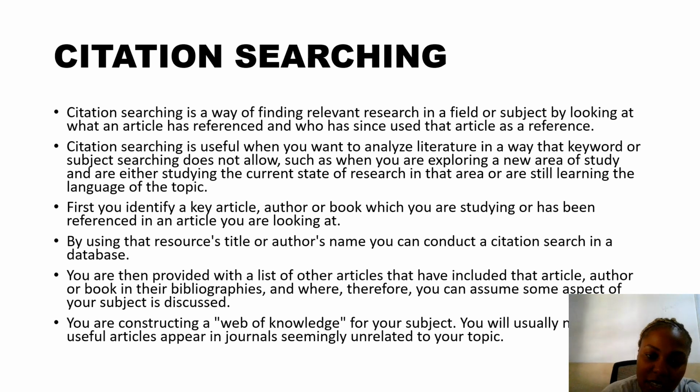First, you identify a key article, the author, or the book which you are studying, or which has been referenced in an article you are looking at. By using that resource's title or author's name, you can conduct a citation search in a database. You are then provided with a list of other articles that have included that article, the author or the book.